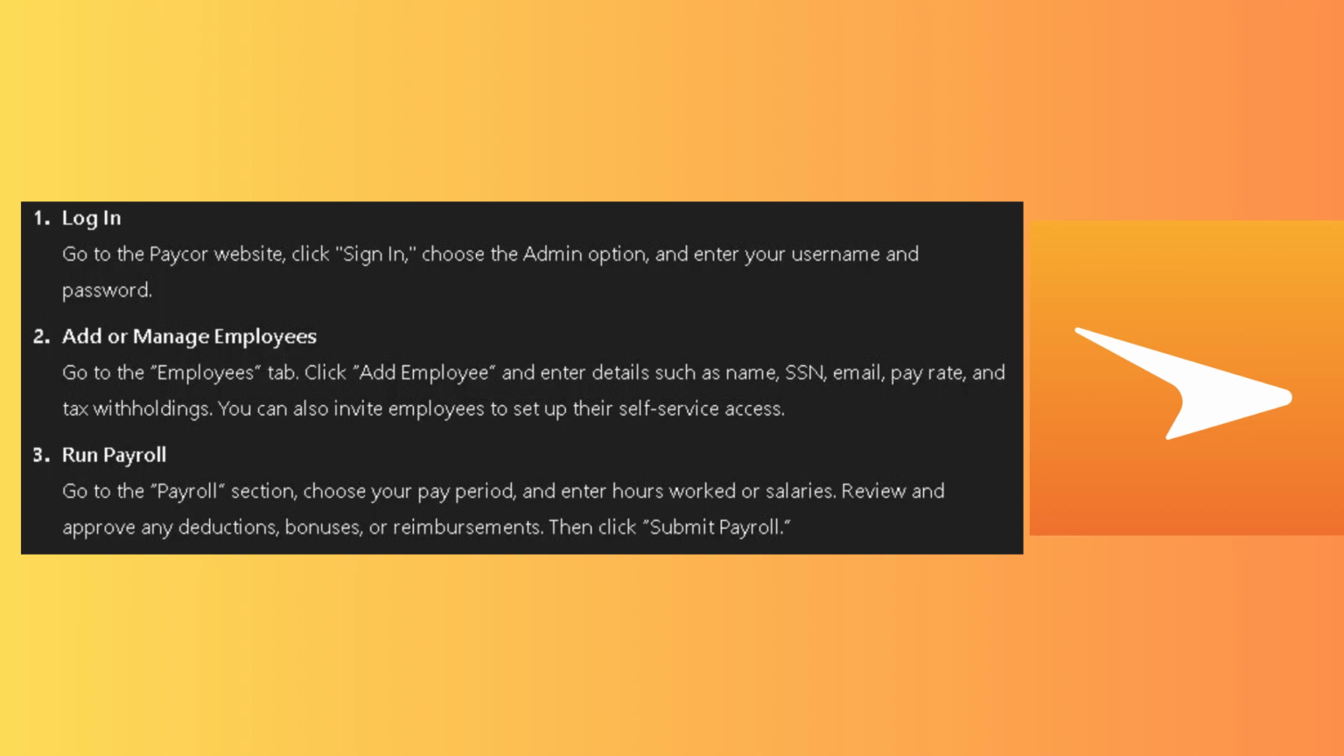Run payroll. Go to the payroll section, choose the pay period and enter hours worked or salary. Review and approve. Approve any deductions, bonuses or reimbursements, then click submit payroll.